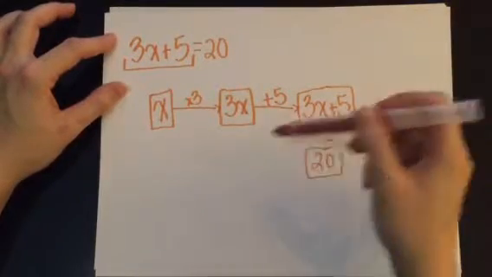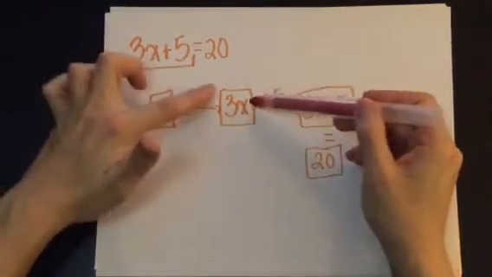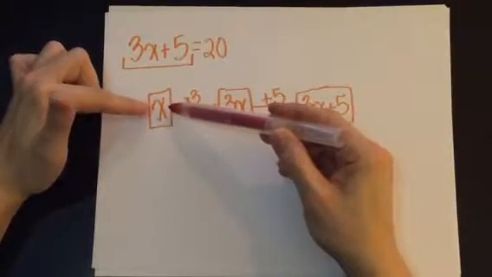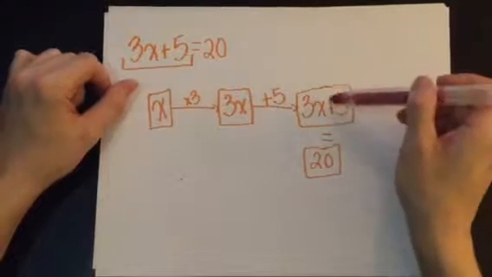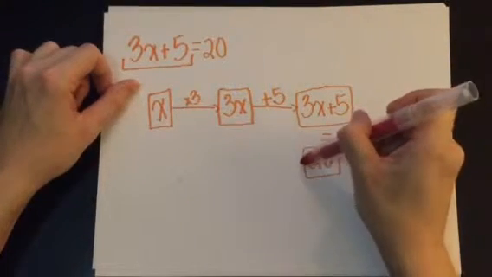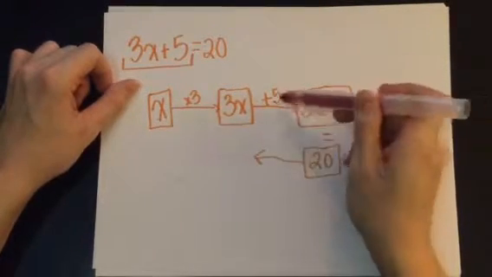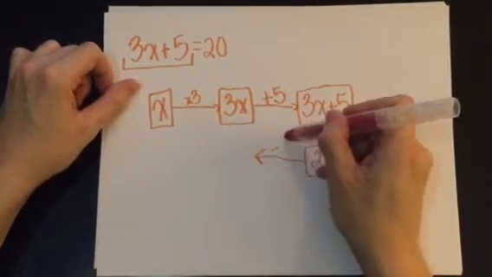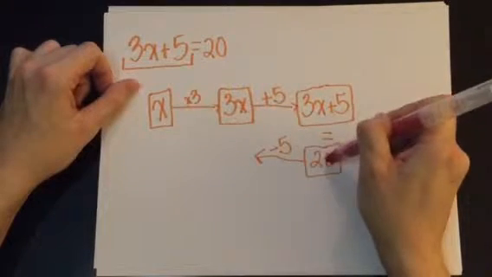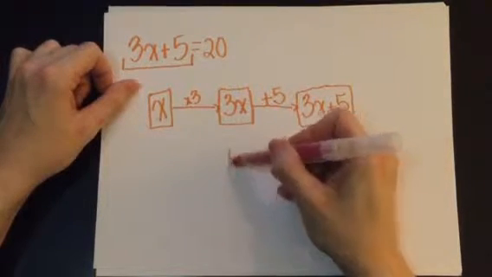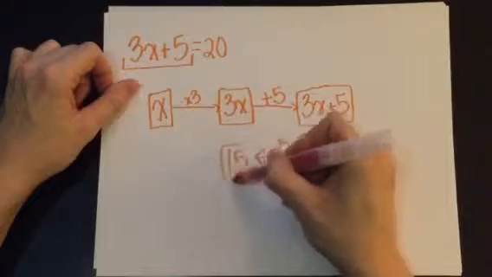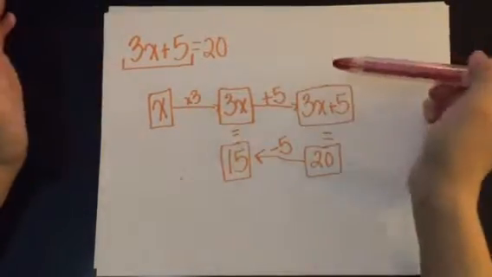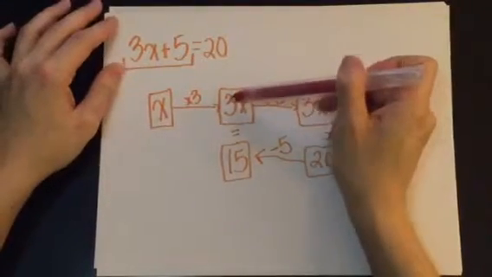Now we can work backwards and get to the point where we can see that 3x equals something, and ultimately get to the point where we see what just x equals. So 3x plus 5 equals 20. We're going to do the opposite of add 5, which is subtract 5. 20 minus 5 is 15. At this point of our equation, we have a simplified version.